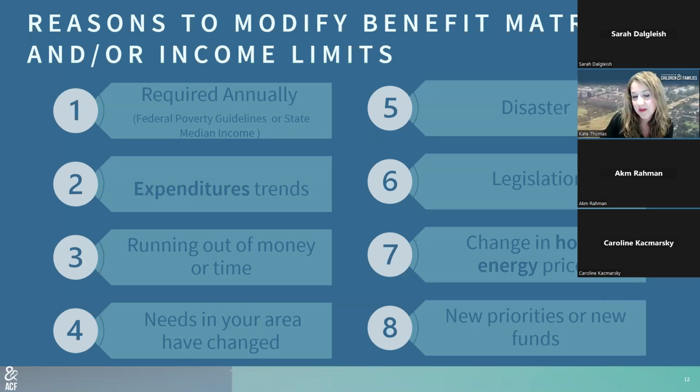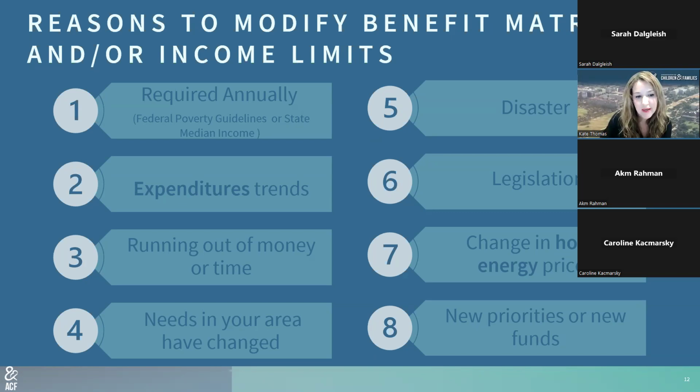Number 7 on this list is a change in home energy prices. Maybe a spike in energy prices occurs and you want to change your matrix to account for that. Perhaps propane has surged, or electric has outpaced the price of natural gas in your area, or vice versa. Maybe you need to account for that in your matrix.